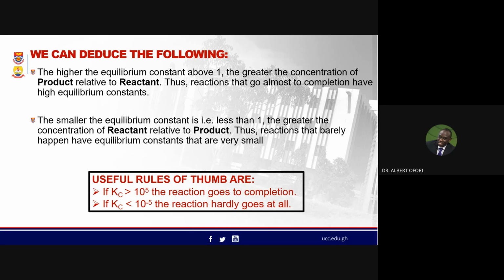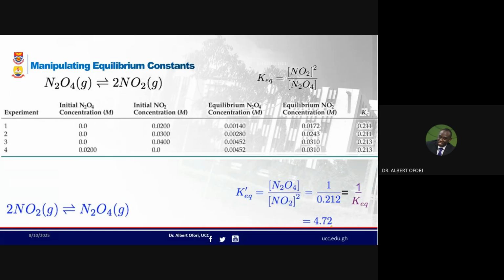Now let's see how we can manipulate the equilibrium constant. Once we know how to write this equilibrium constant expression, let's see how we can manipulate it a little. For example, I have dinitrogen tetraoxide moving to this. The equilibrium constant says that the product is divided by the reactant, and the product coefficient is 2 here, so it's raised to the power 2. Is that okay?